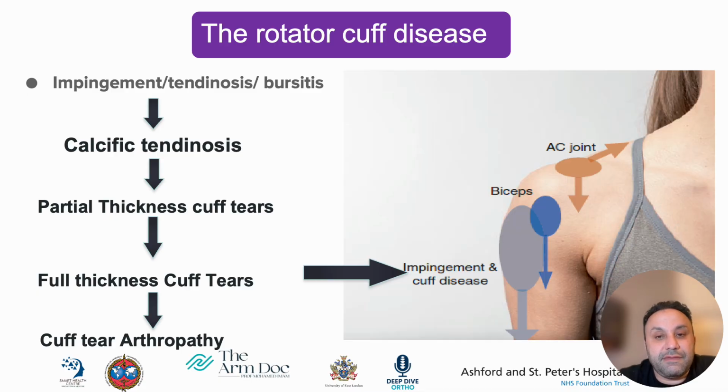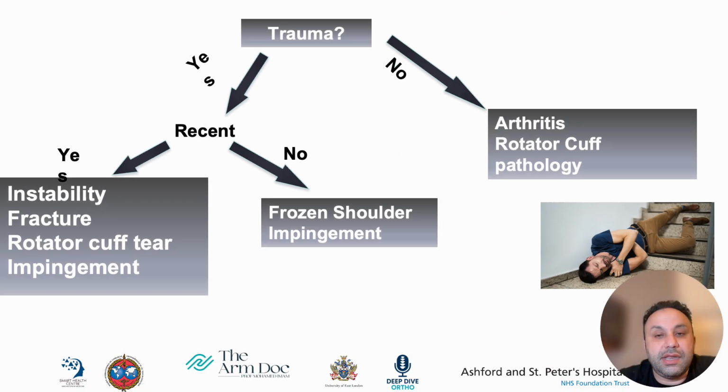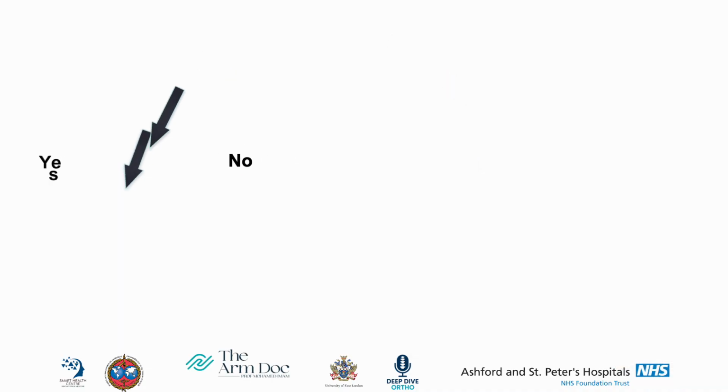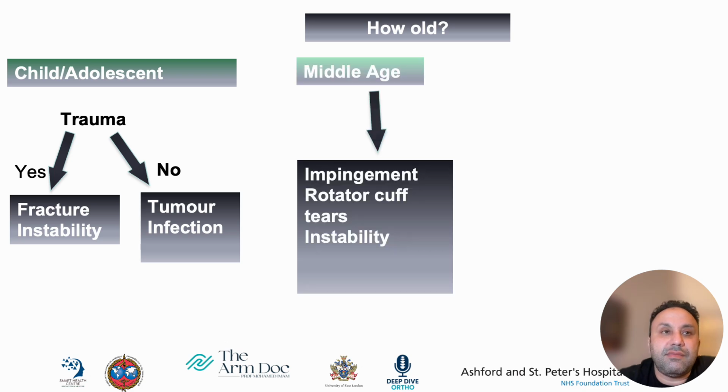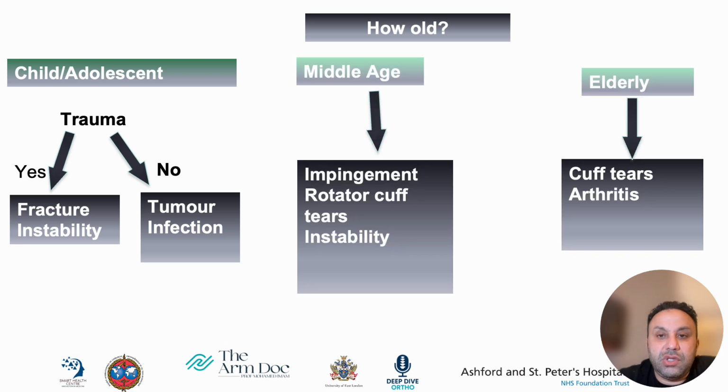But first, where is the pain? Then you can move on and ask, is there a history of trauma? Because that can give you a good piece of information about what's happening. The second question is, how old is your patient? Because what you see in a child can be different to what you see in someone middle aged or an elderly patient.